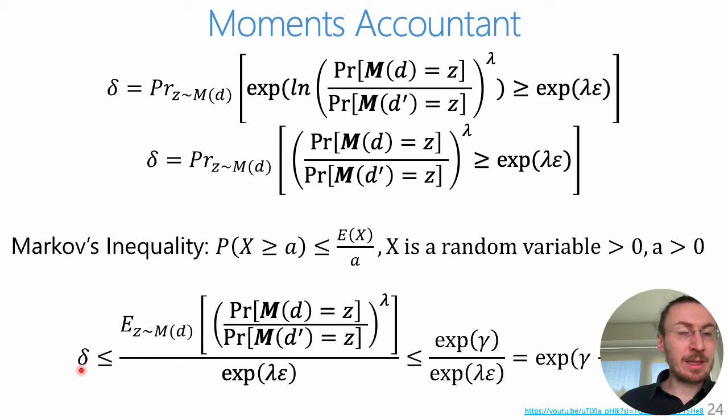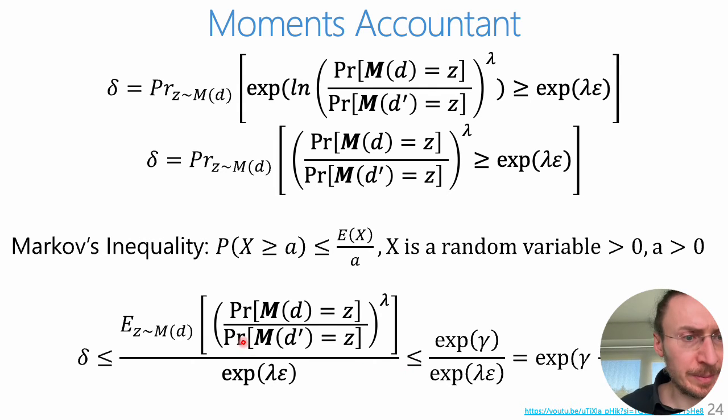So we can now bound the delta as being less than or equal to this expectation. So our x here is this part with the ratio of probabilities to the power of lambda. So we take expectation of this value, and we divide by the parameter alpha, in this case being this exponent of lambda times epsilon.